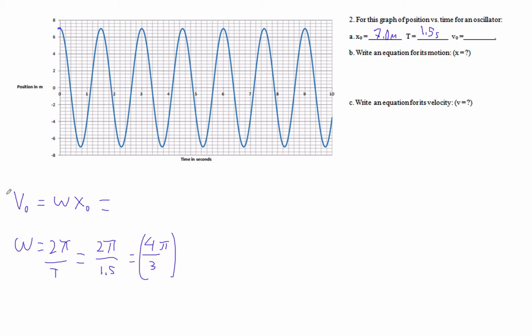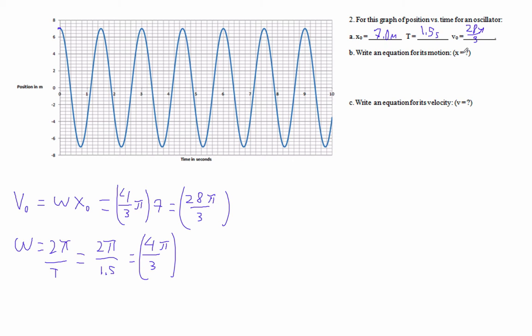Okay. So now we can figure out our maximum velocity: 4/3 pi, and then x naught is 7, right? So that is 28 pi over 3 is our maximum velocity, right? 28 pi over 3. And we could make that a number, I just don't feel like it.